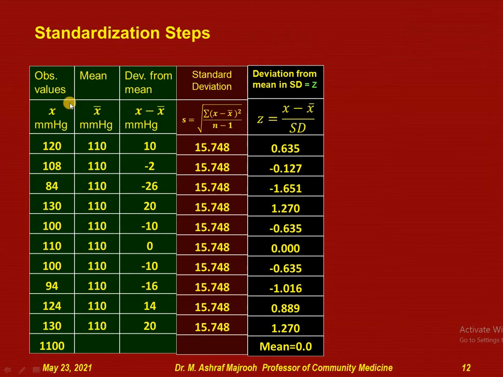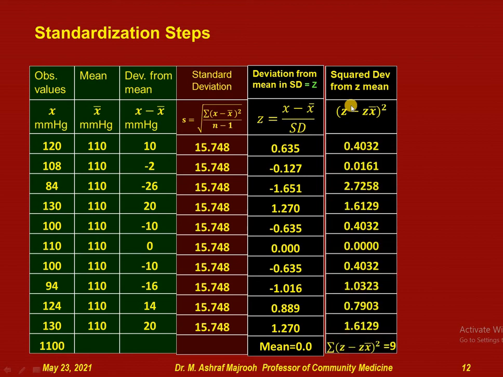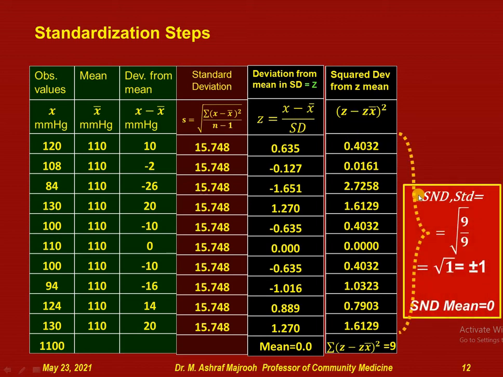If we observe the steps, this is the mean, this is the deviation from the mean, this is the standard deviation, and this is the z-score. And this is the squared deviation from the mean, and then they are converted into standard deviations, and the estimated standard deviation of the standard normal distribution curve is plus minus 1, and the mean of the standard normal distribution is 0. So this is how we standardize. We can replicate the measurement scale into z-score, and from z-score we can estimate the probabilities.